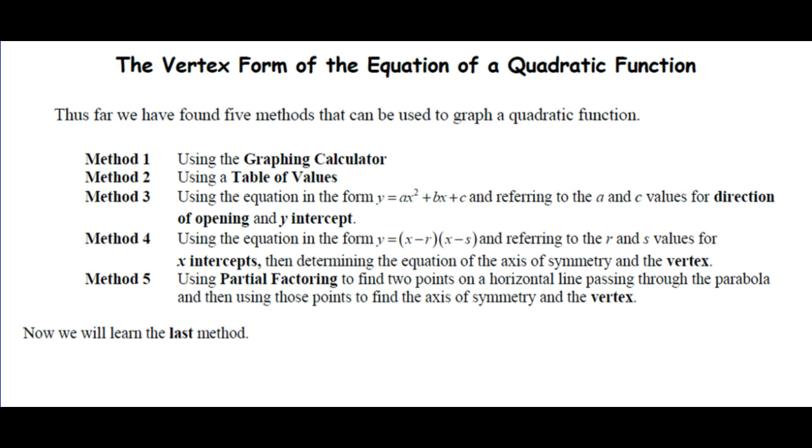The vertex form is also going to have an a, and it's the same a. It does the same thing, right? Positive opens up, negative opens down. If a is greater than 1, then you're getting a stretch up, you're getting a narrower quadratic. If a is between 0 and 1, you're getting a wider quadratic, positive up, negative down.